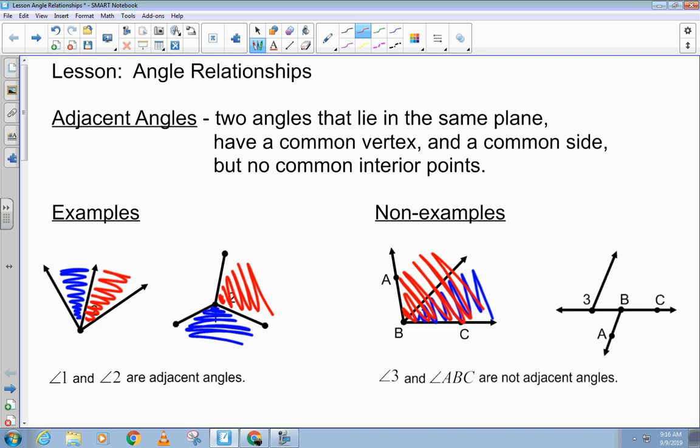And on this group over here, this angle 3 right here and this angle ABC, they don't overlap. They don't even have anything to do with each other. They're on opposite sides of the street, down the corner. So these are non-adjacent, and these are adjacent.